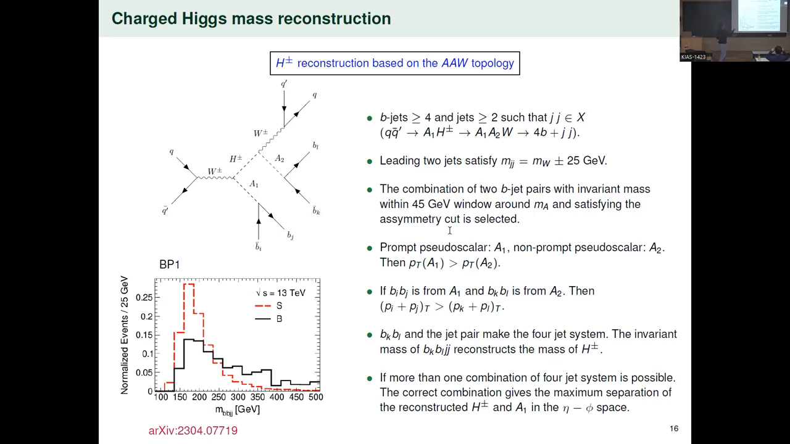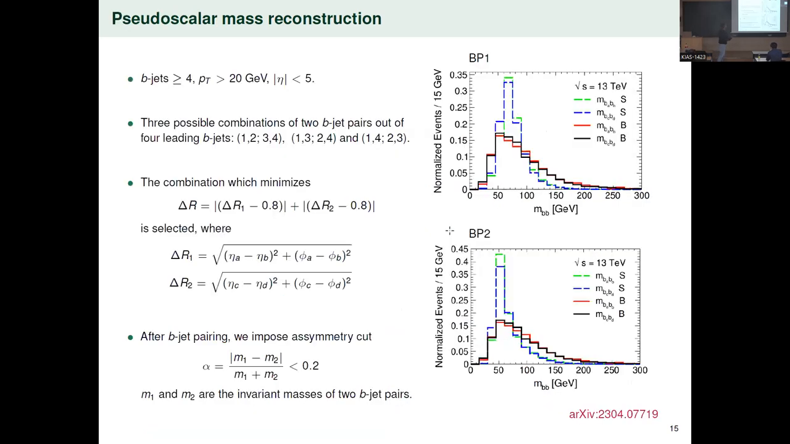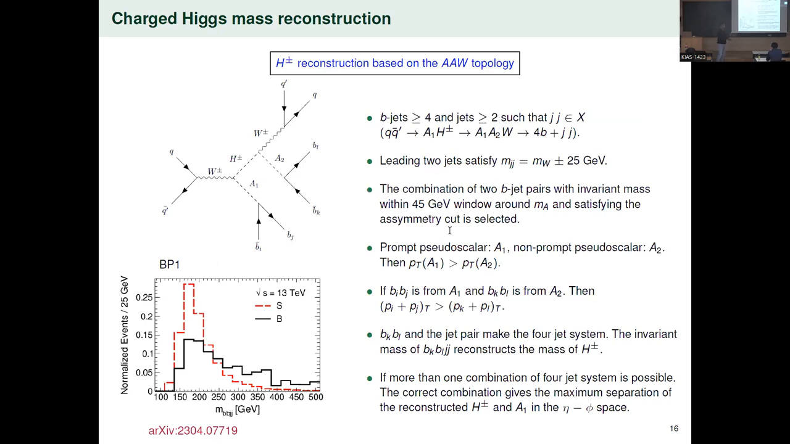Once we obtain the two BJ pairs, then we have to identify which of the BJ pairs is coming from the prompt pseudoscalar and which one is coming from the non-prompt pseudoscalar. But that depends on the assumption that you know the mass of a pseudoscalar. Yes, that's why I first reconstructed the pseudoscalar. Once I know the mass of the pseudoscalar, I can use that mass information over here to reconstruct the parent Higgs.